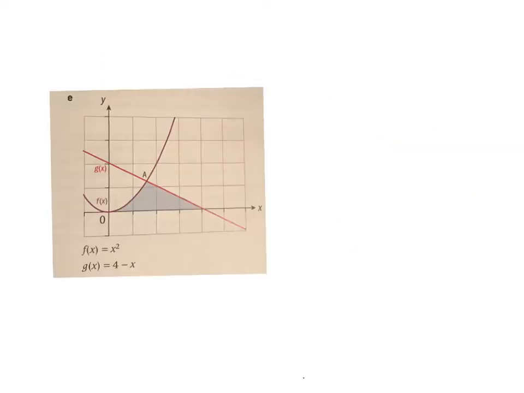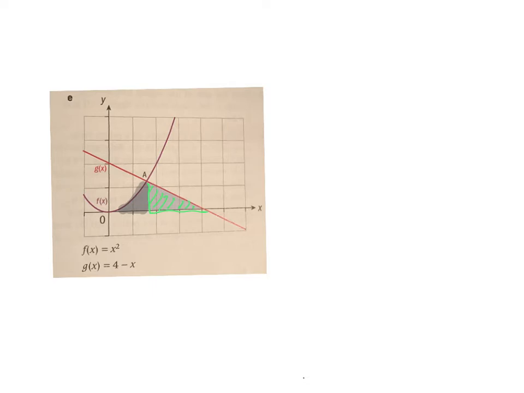Okay, this one is a little interesting because you'll notice this section that we're looking for is not actually bounded by both of the curves. If you only look at this piece right here, that has nothing to do with this red line. It has everything to do with this other curve, not the straight line. Whereas this section over here is all about the red line. So this is actually going to be the sum of two different integrals.